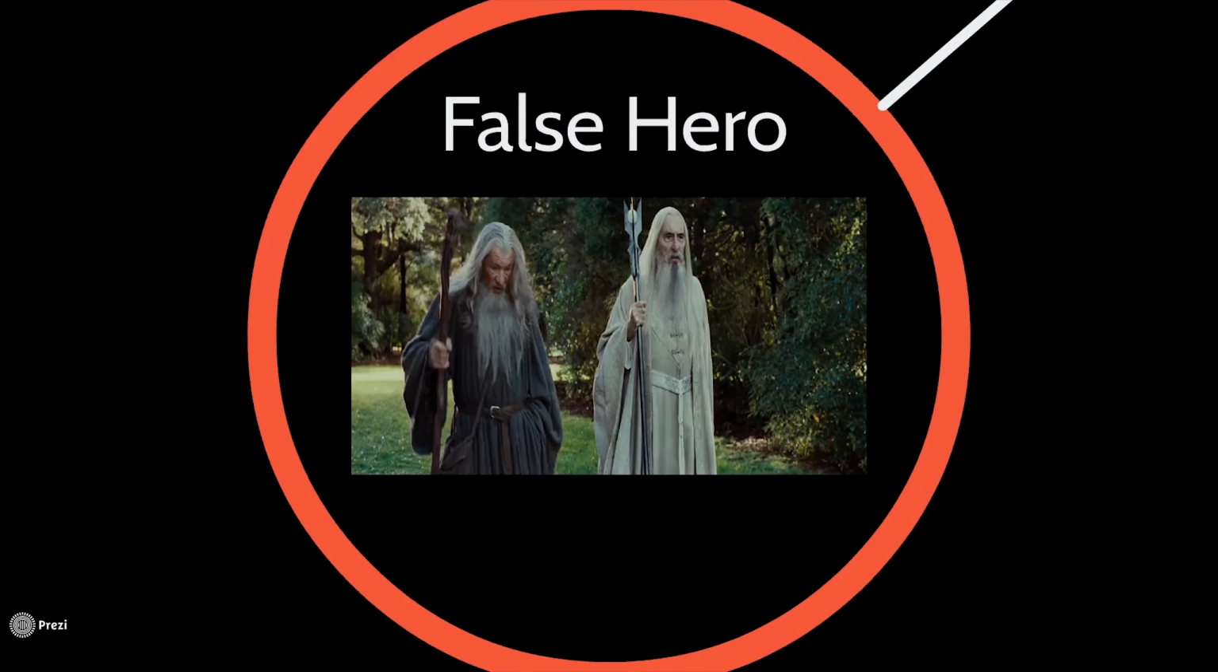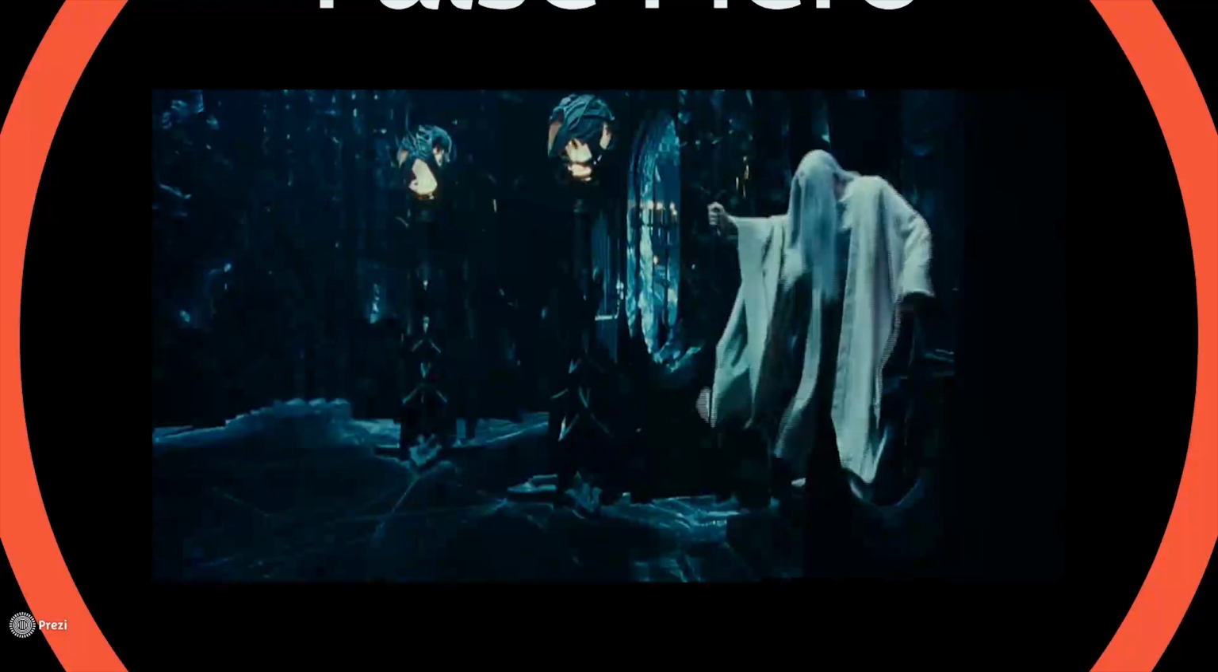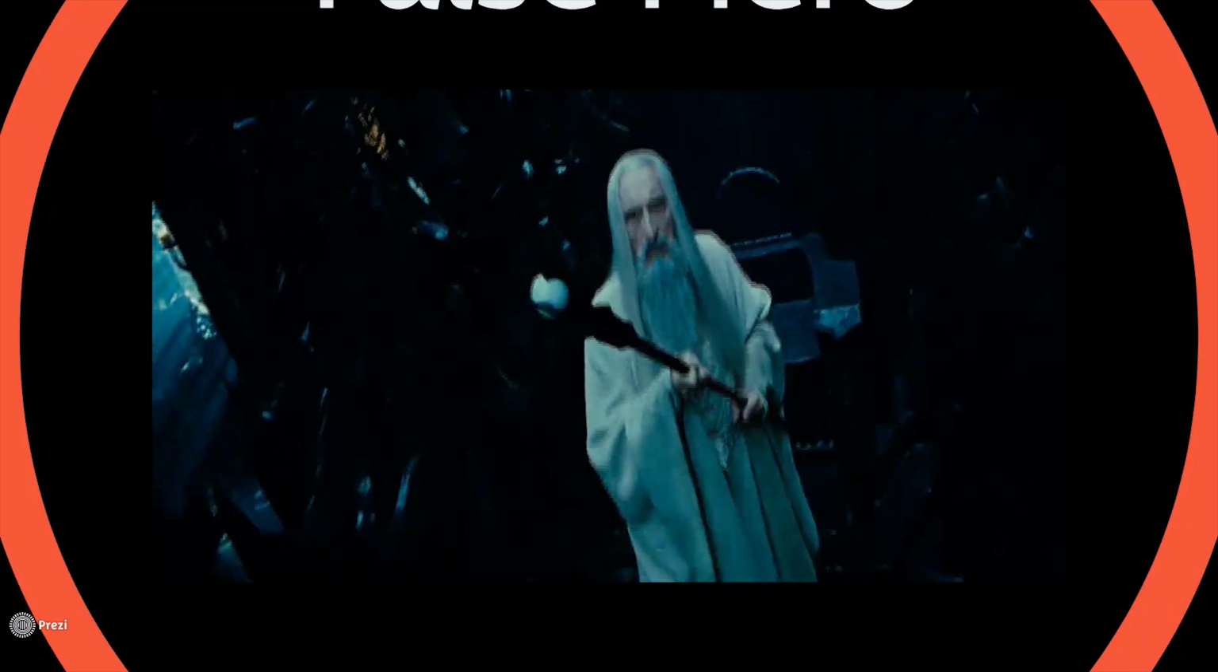The fifth character is the false hero. This character appears to help the heroes, but later in the story he betrays them. In The Lord of the Rings, Saruman is the false hero when he betrays Gandalf.